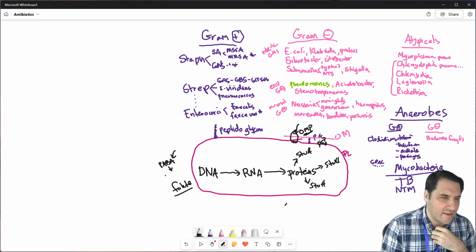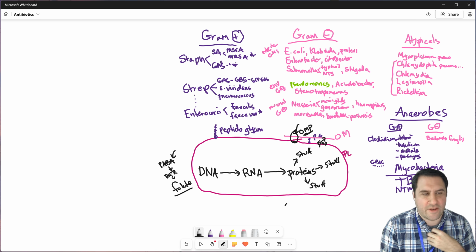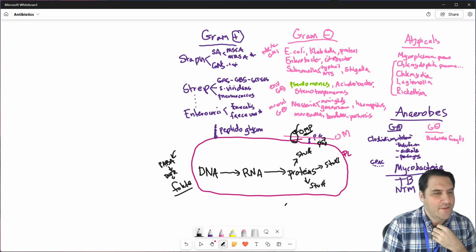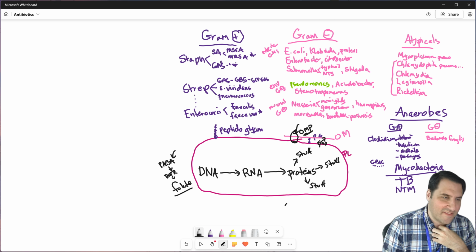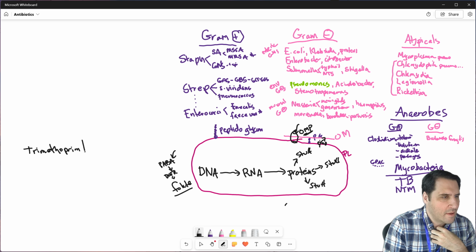And that is the dihydrofolate reductase step, which then converts to tetrahydrofolate. And there is an antibiotic that blocks these two. And what is that antibiotic? That is, you guessed it, trimethoprim-sulfamethoxazole.